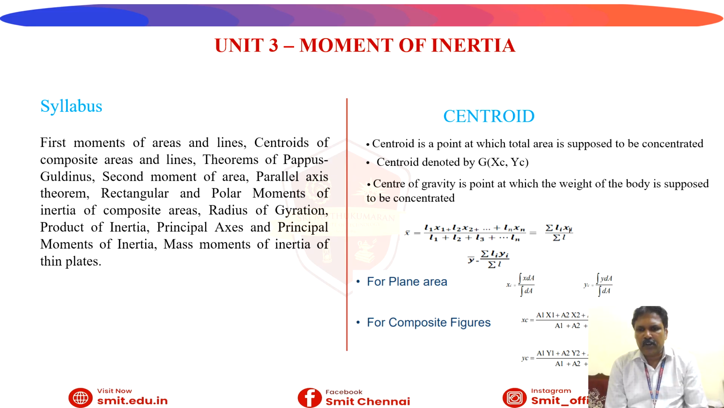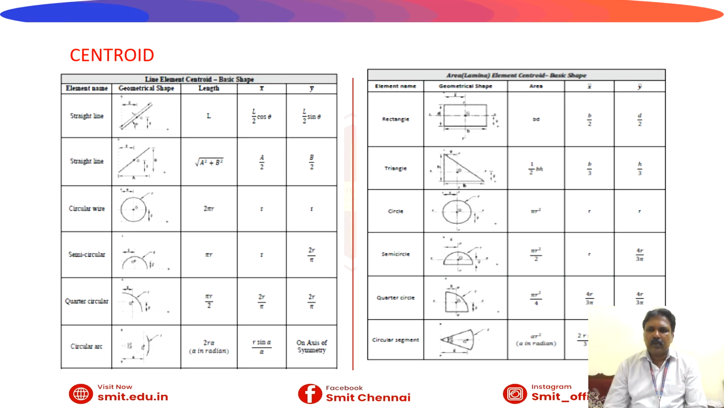For composite figures, we have to add all the areas and the centroid is calculated. That is nothing but xc equals a1 x1 plus a2 x2 plus a3 x3 and so on up to an xn divided by a1 plus a2 plus a3 up to an. Similarly, yc equals a1 y1 plus a2 y2 up to an yn divided by a1 plus a2 up to an. Now these are the basic formulas the students must know before solving the problems of centroid.